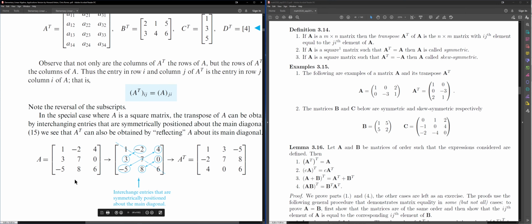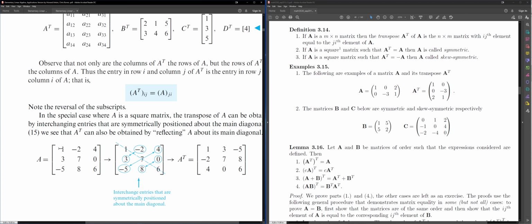All right, so our next definition is: if I have a square matrix A and I take the transpose of A, and that transpose of A is the same as the original matrix A, then this matrix A is called a symmetric matrix. Let's remember, for a square matrix, we saw an intuitive way to construct a transpose.